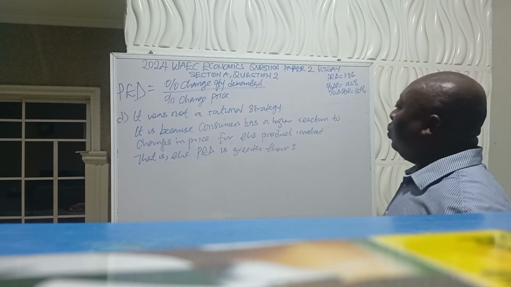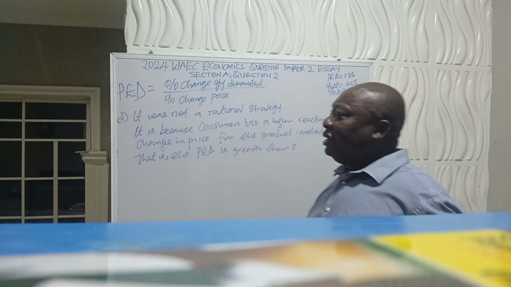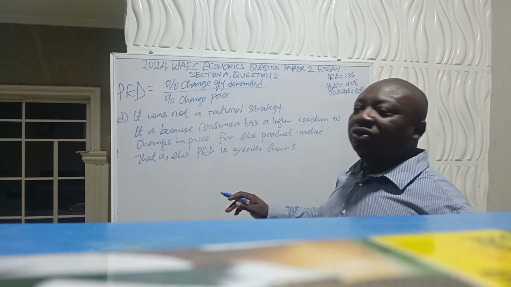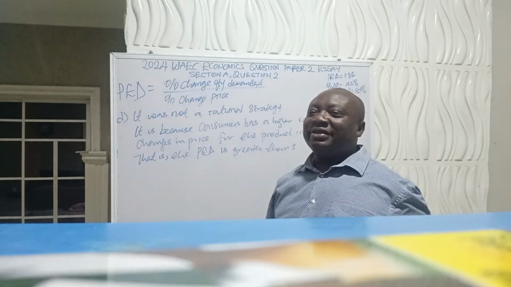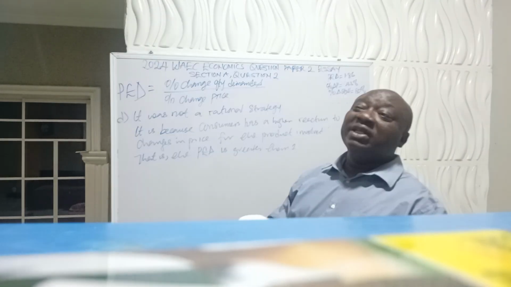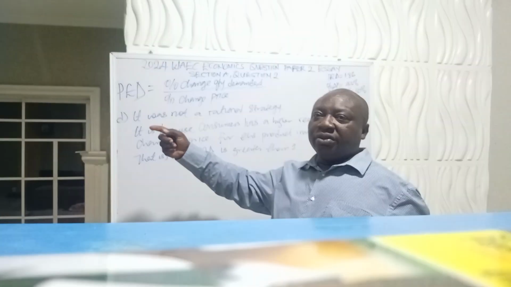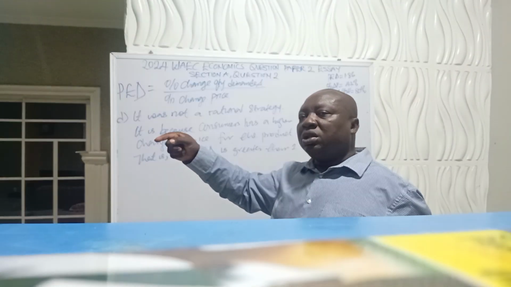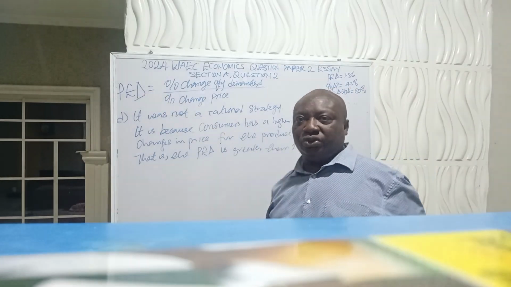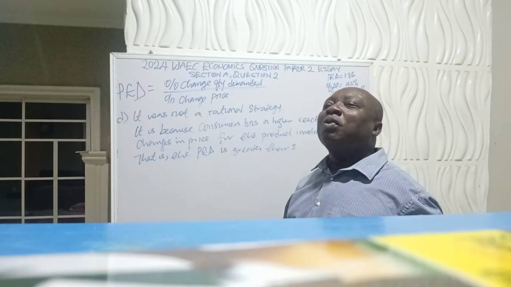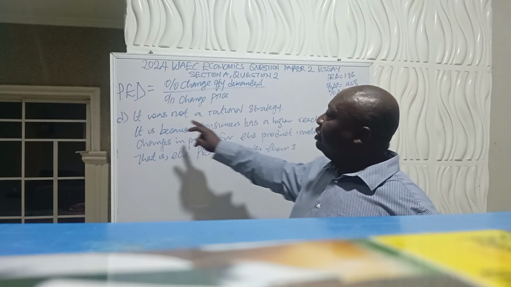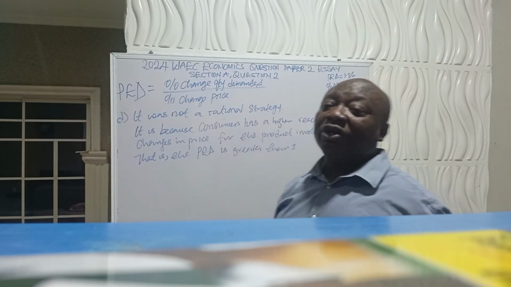So when the consumer reaction to changes in price is higher, then you cannot increase the price of that particular product. Otherwise, consumers will run to the other products, will run to the substitute products. Because this type of product has close substitutes. So when you increase the price, consumers will run to the other products. So that is why it was not a rational strategy to adopt.